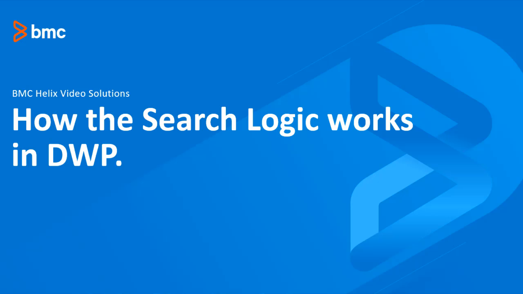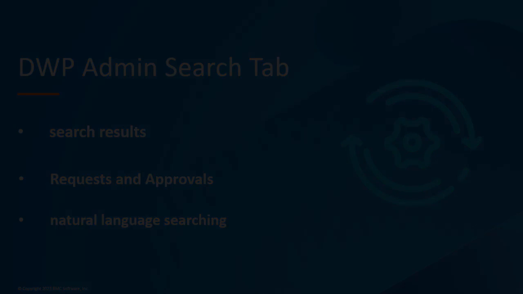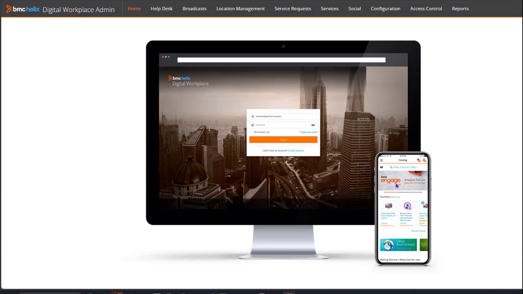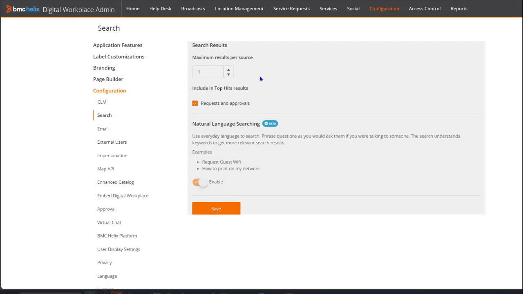Hi everyone, in this video we will talk about how the search logic works in DWP. To start, we will check three key points in the settings menu in the search section. So in the DWP admin console, we will go to configuration and search section. There are three different settings here.